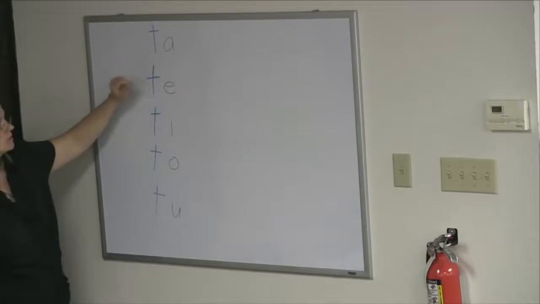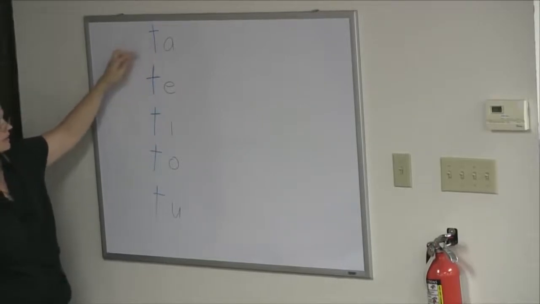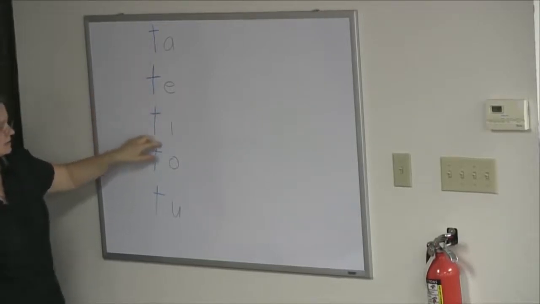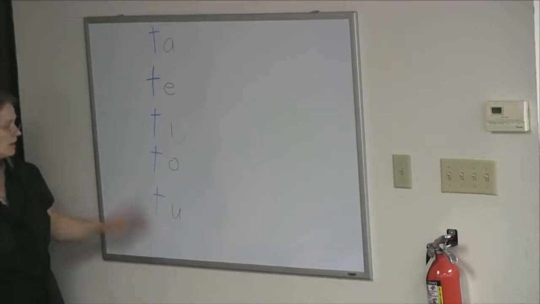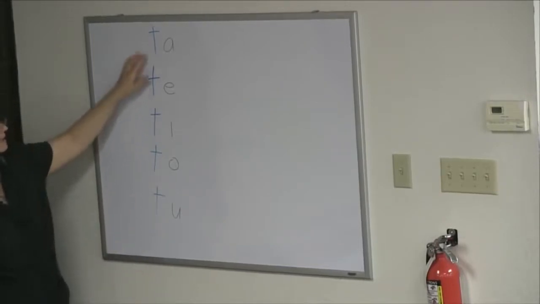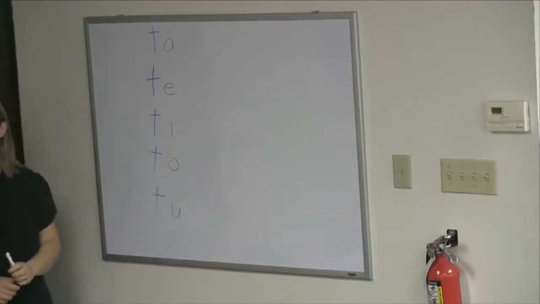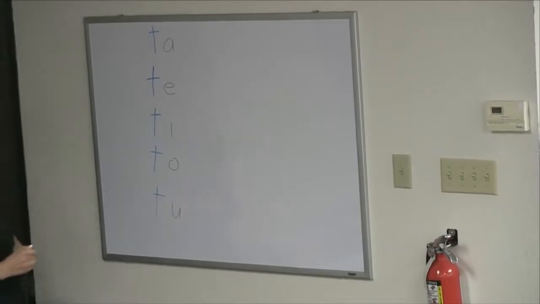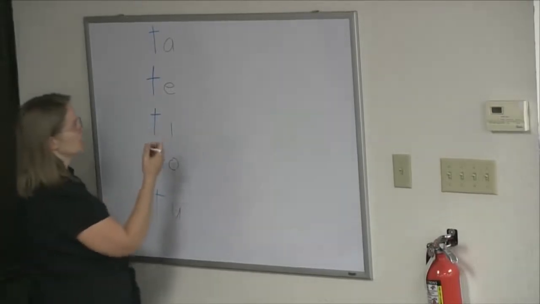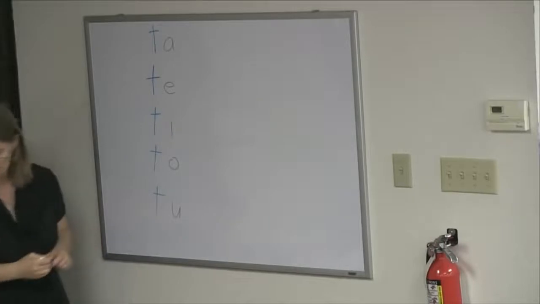So now you teach the child to read these letters. Ta, te, ti, ta, ta, and up the ladder. And you just practice that until they get good at that and learn to blend. And then from there, you can introduce one consonant at a time.